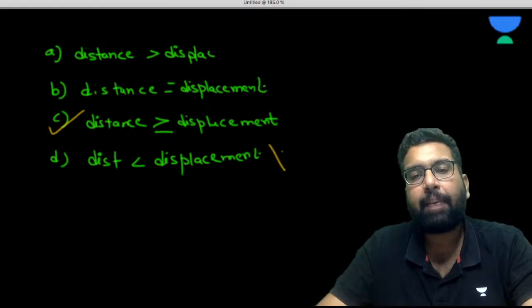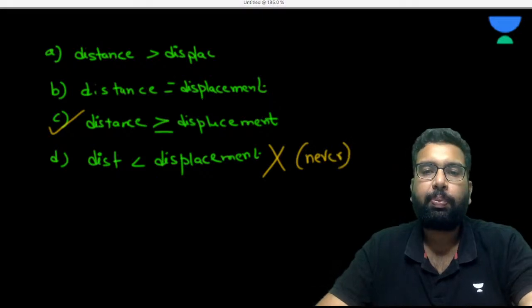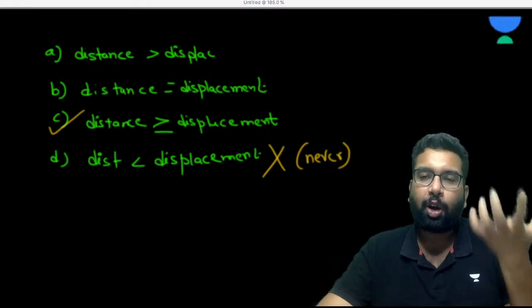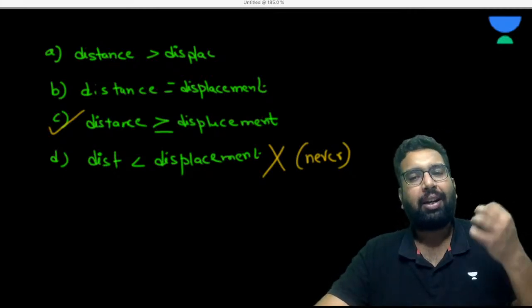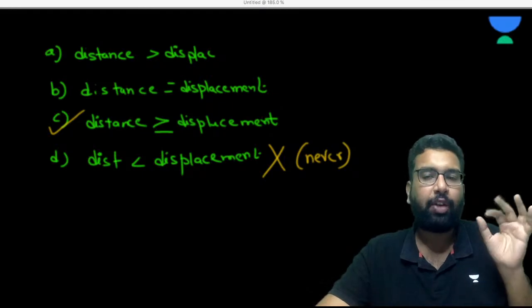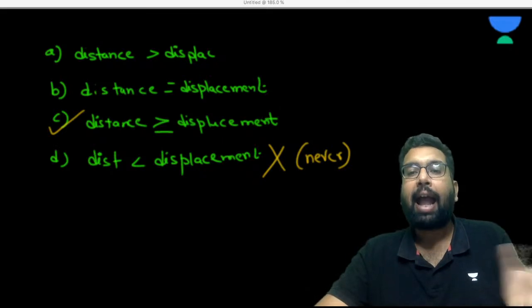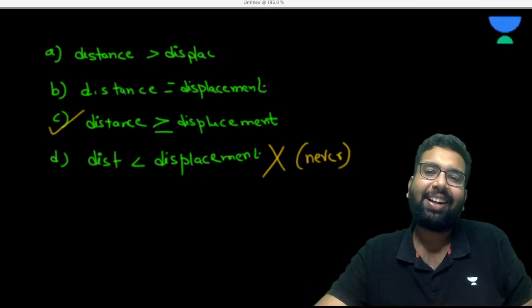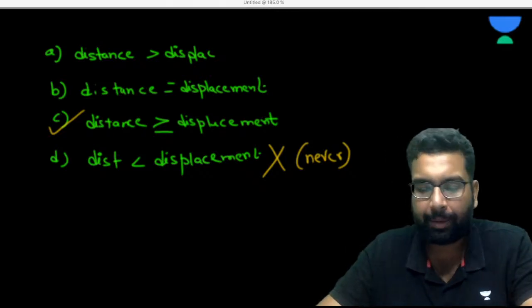Distance less than displacement can never happen. What is displacement? Displacement is the shortest distance. When displacement is the shortest distance, there cannot be any distance which is shorter than the displacement, obviously. So distance less than displacement is never going to happen.